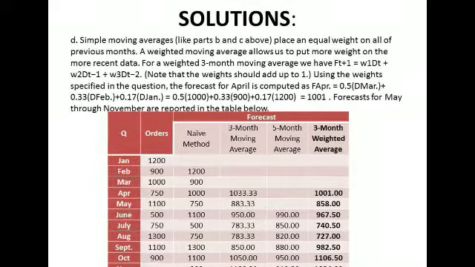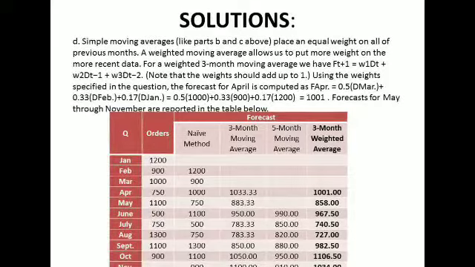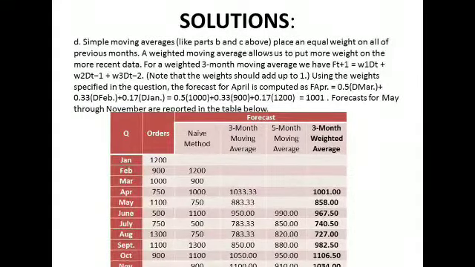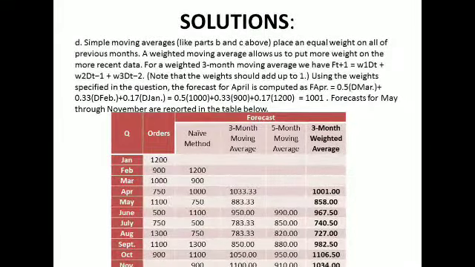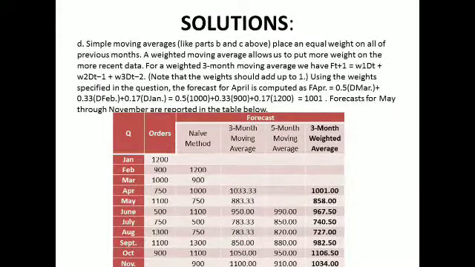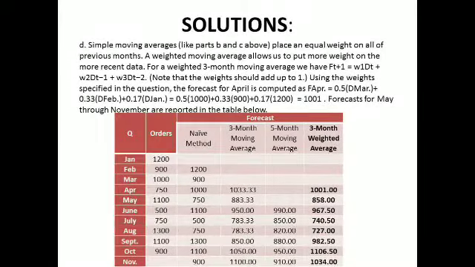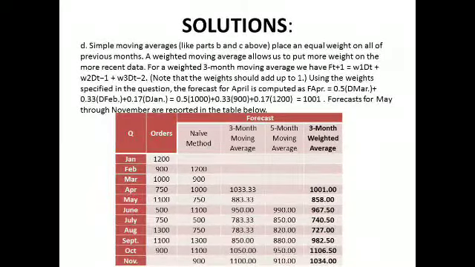So, the computation will be 0.5 times 1,000 plus 0.33 times 900 plus 0.17 times 1,200, which equals 1,001. The forecasts for May through November are reported in the table below.